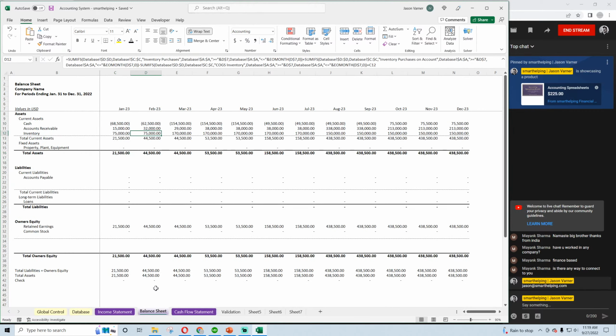This is fine. Our balance sheet still matches. That's great. You see, we have a negative cash balance here because we've bought all this inventory. We haven't had any cash influx. Now, we will have other items like loans, equity investments, all that stuff will be a part of this and be able to be entered.